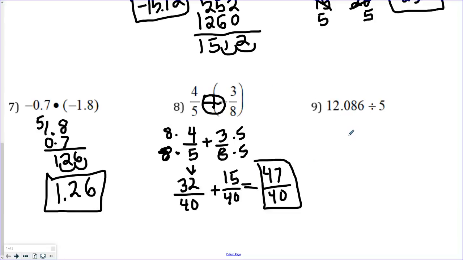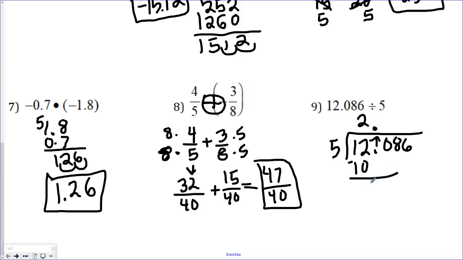Now, there's a long division one here. Remember, when you set up, it's the first number on the inside, second number on the outside. So 12.086 and then 5 here. So again, first number's on the inside, second number's on the outside. So we just go down the list here. 5 can't go into 1, but 5 can go into 12 twice. I'm going to bring my decimal up already just so I don't forget it later on. So 2 times 5, that's 10. You get a 2. Bring down the 0.